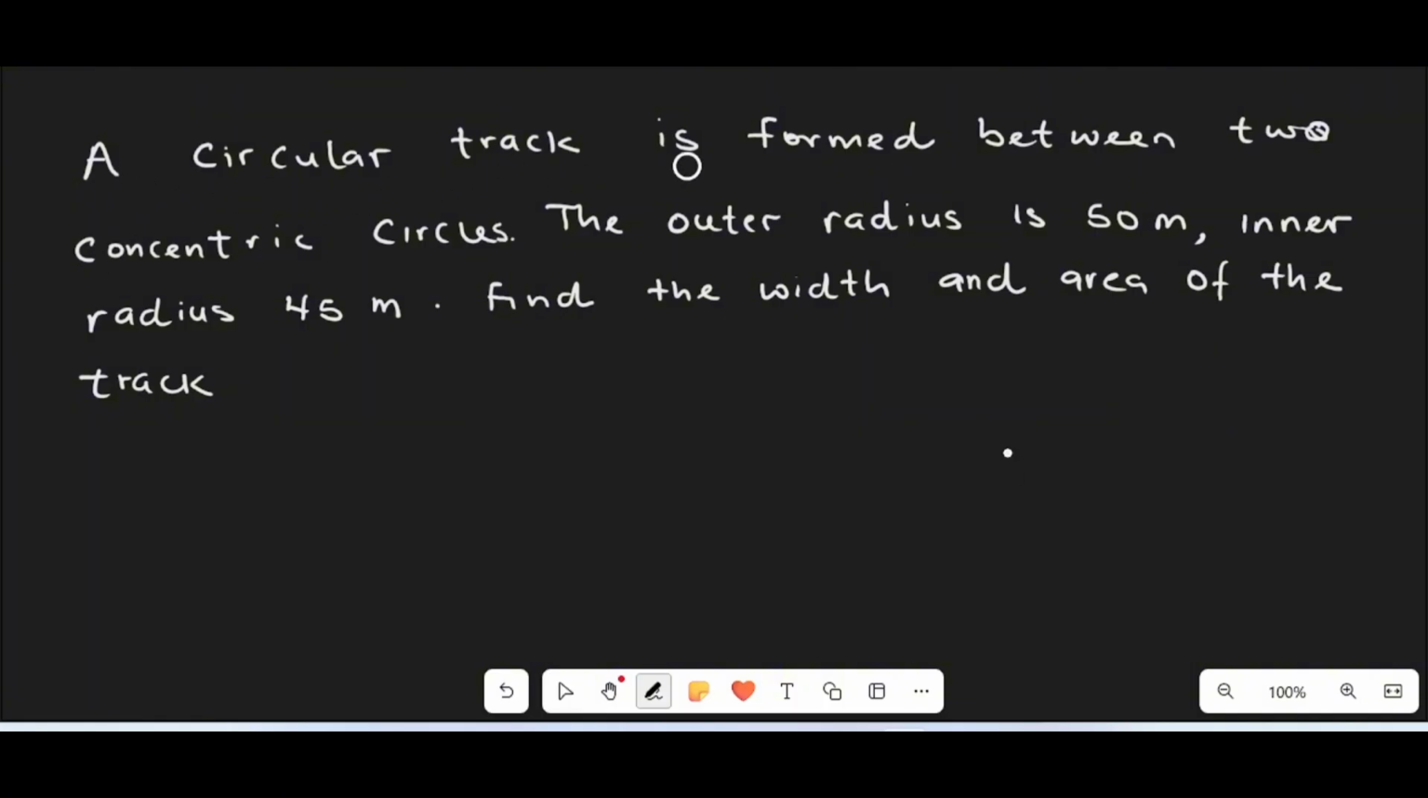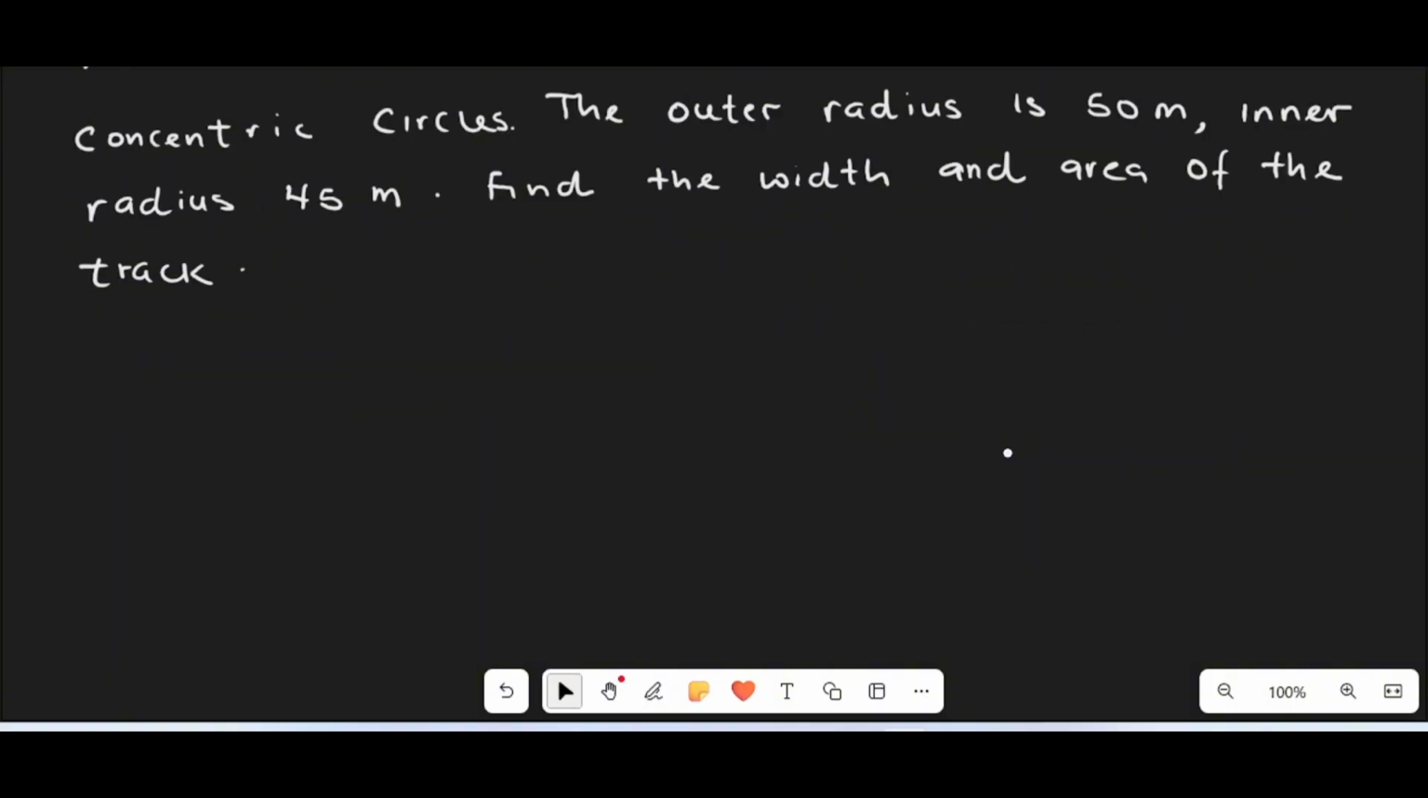Let us consider the second example. A circular track is formed between two concentric circles. The outer radius is 50 meters. The inner radius is 45 meters. Find the width and the area of the track. The formula for the width, which also means the gap between the inner circle and the outer circle, equals capital R minus small r.